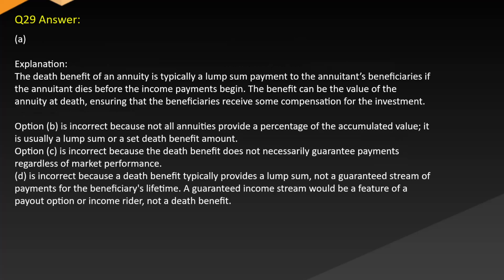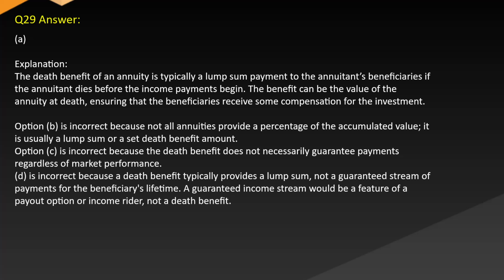Correct answer A. Explanation. The death benefit of an annuity is typically a lump sum payment to the annuitant's beneficiaries if the annuitant dies before the income payments begin. The benefit can be the value of the annuity at death, ensuring that the beneficiaries receive some compensation for the investment. Option B is incorrect because not all annuities provide a percentage of the accumulated value. It is usually a lump sum or a set death benefit amount.